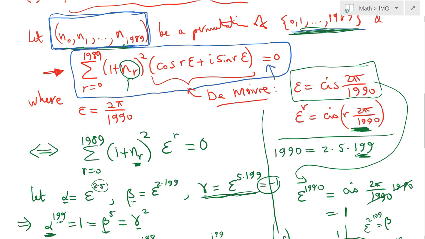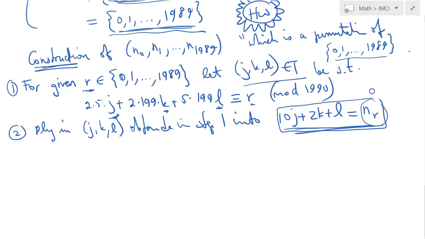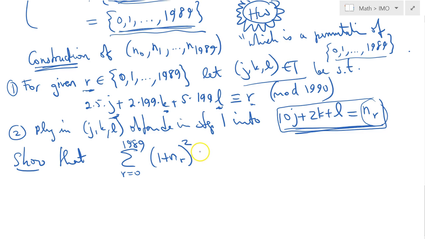So if they make it equal to 0, we have this permutation of numbers from 0 to 1989, and when plugged into the expression, let's write that down. Now finally show that the summation for r equal to 0 to 1989, 1 plus nr squared times epsilon r, or let's just use the epsilon notation. I think we decided to call it epsilon r, is by de Moivre, right?